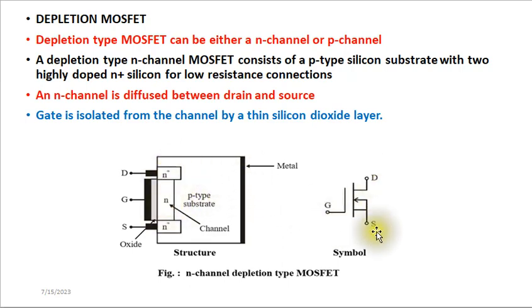And the symbol of this N channel is given here. The thing to take note of is the arrow. When the arrow is pointing in, then it is N channel. And this is called the depletion type because the channel that is connecting the source and the drain exists physically, while the main body is the substrate, which is made of P-type. So we call this one depletion type because the channel exists.